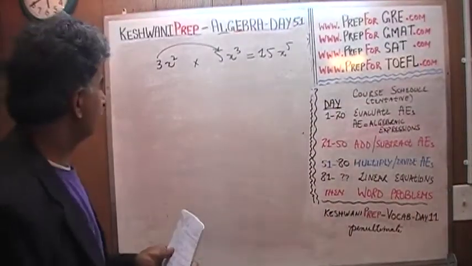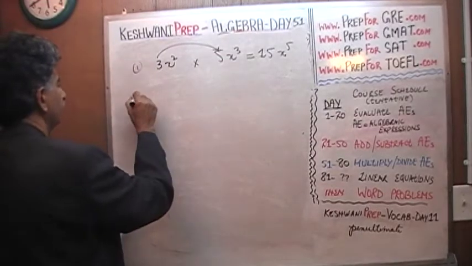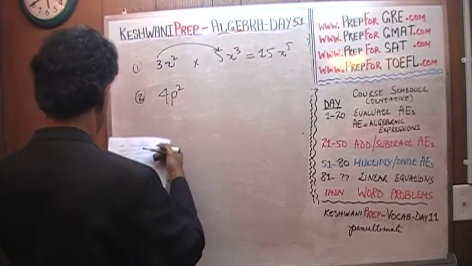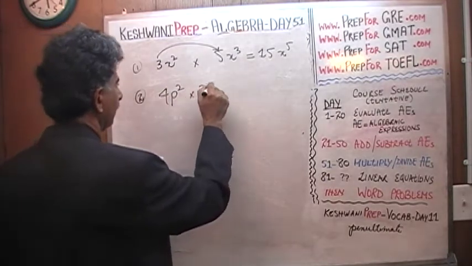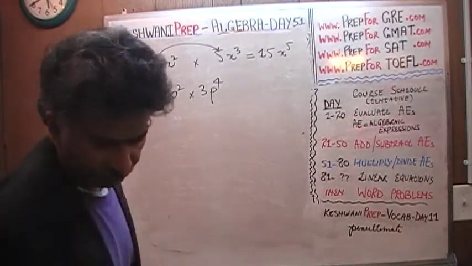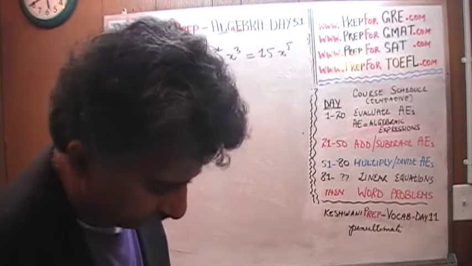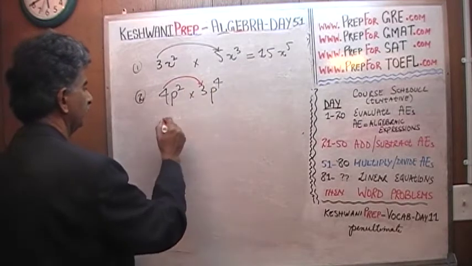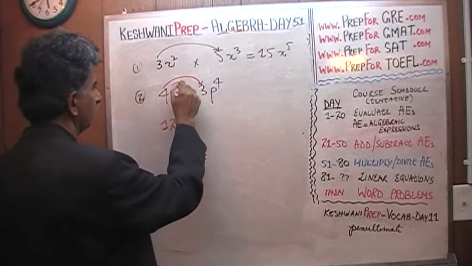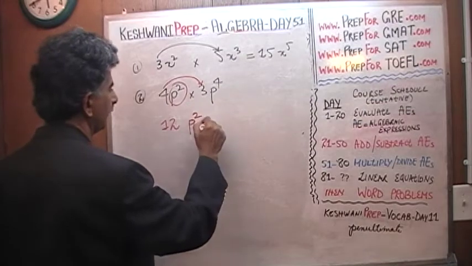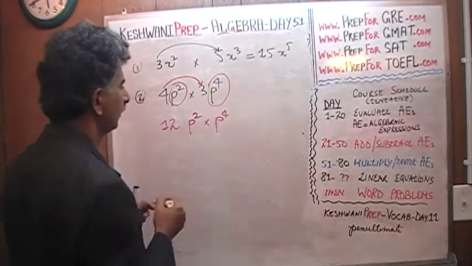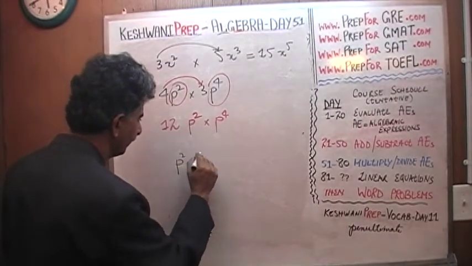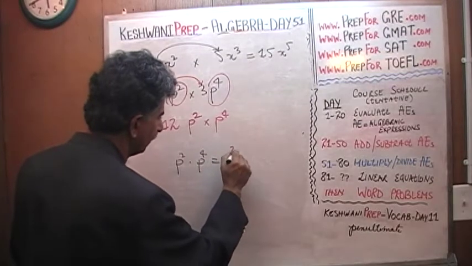Here's the second problem for today. 4p squared times 3 times p raised to the fourth. 4p squared times p raised to the fourth. Again, 4 times 3 is 12, and now we have p squared times p to the fourth. As we already saw, p squared times p to the fourth is going to be the same as p raised to 2 plus 4.